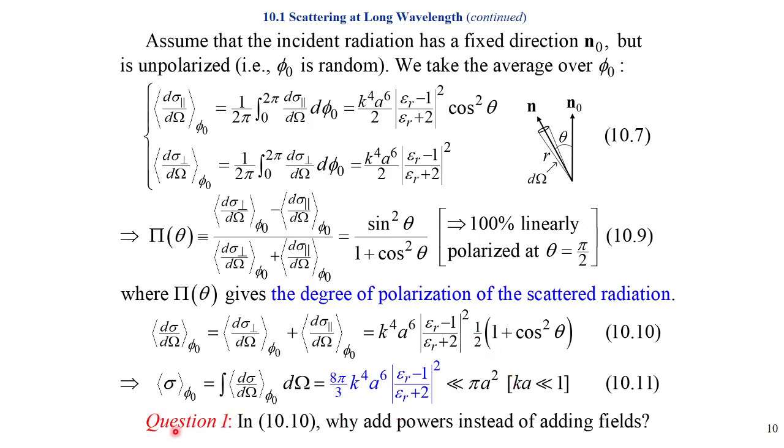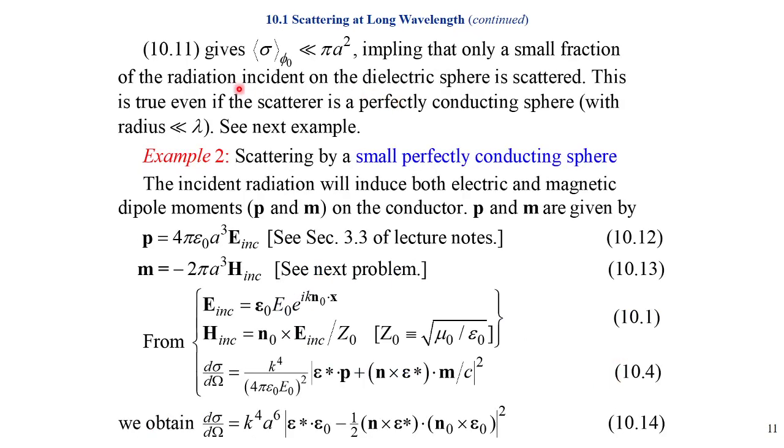Extra bonus again in this equation. Why add powers instead of adding fields? Remember, we want to calculate the total scattered power divided by total incident power. The higher the better. Okay, last page.